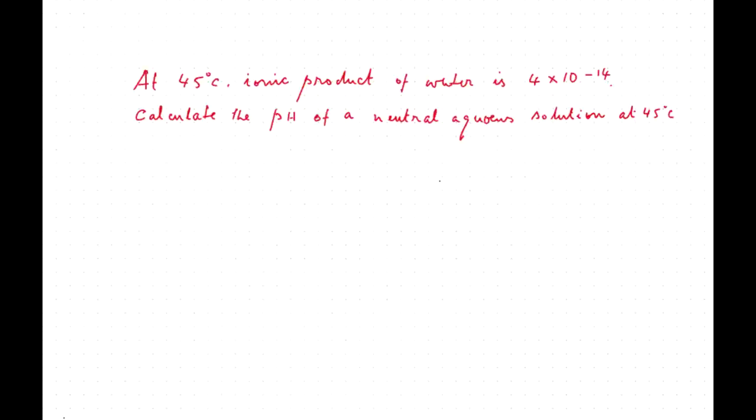So this is the question. At 45 degree centigrade, the ionic product of water is 4 into 10 power minus 14. Calculate the pH of neutral aqueous solution at 45 degree centigrade. See, Kw, this is called the ionic product of water, which is equal to the H plus ion concentration multiplied by OH minus ion concentration.